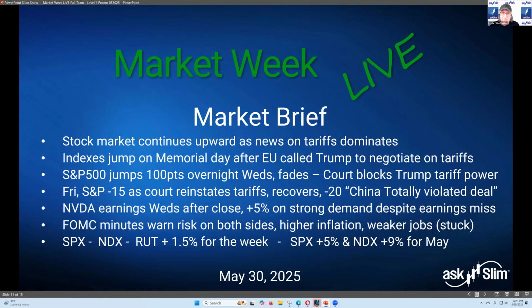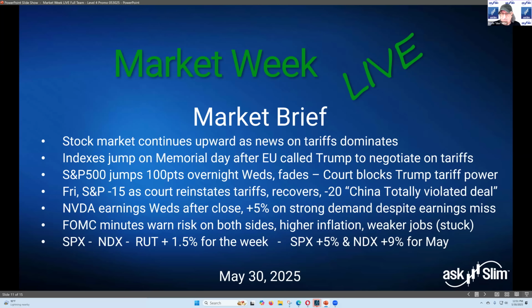On Friday, the S&P 500 was down 15 points early as a different court reinstated the president's ability to impose these tariffs. So it was down 15 points and then recovered, and then fell to down 20 points and recovered. But then, this morning, President Trump said China is totally violating the deal, and then this afternoon he came out and blasted China, and that sent the stock market down, with the S&Ps down as much as 70 points as we're doing this show, and not being able to get much of a rebound right now.